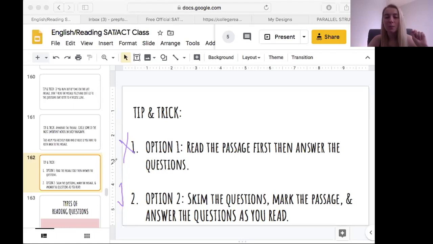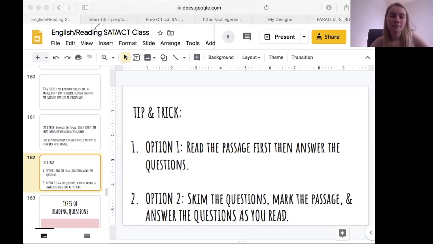But if you're the type of person that does not finish on time, or a person that just wants to try a different strategy, see if it works better for them, option 2 is what we're going to discuss. So option 2, instead of reading the passage first and then going to the questions, which is the typical style, you are going to look at the questions first. Note where the questions are in the passage. Don't care about looking at the answer choices. Don't care about trying to memorize the question. I just want to note where it is in the passage to then answer the questions as I read.